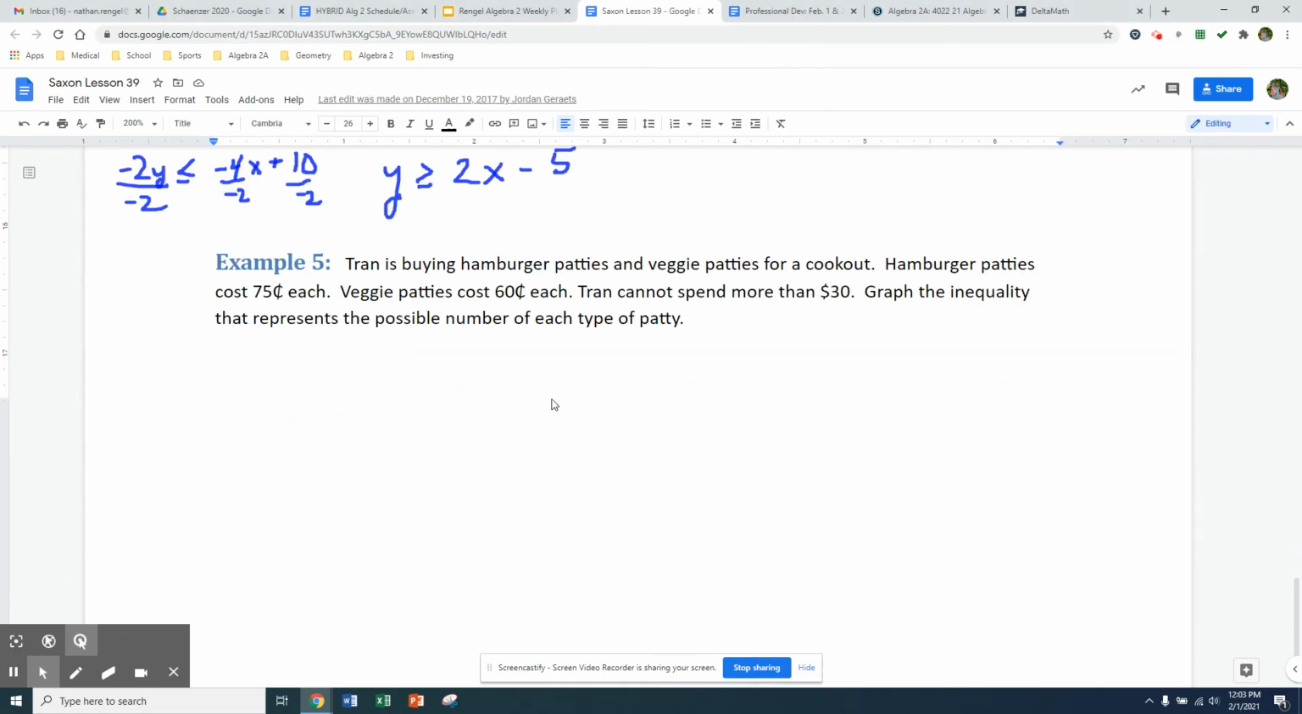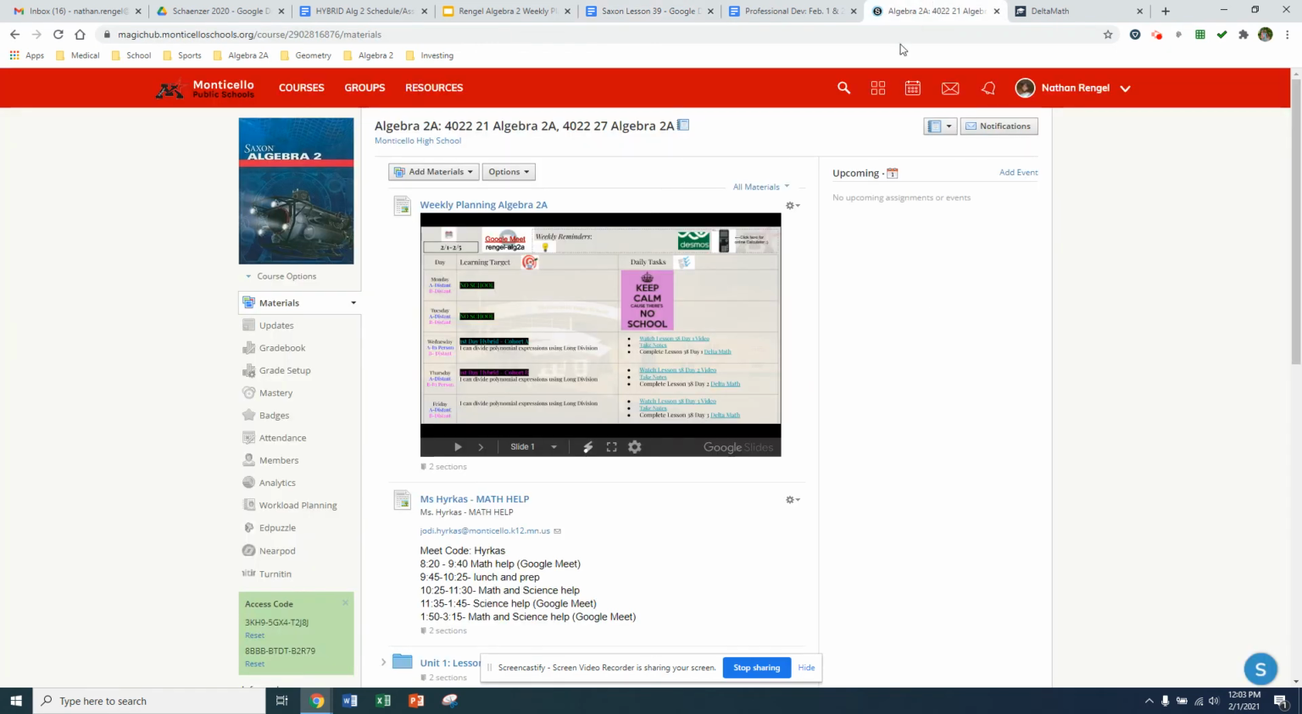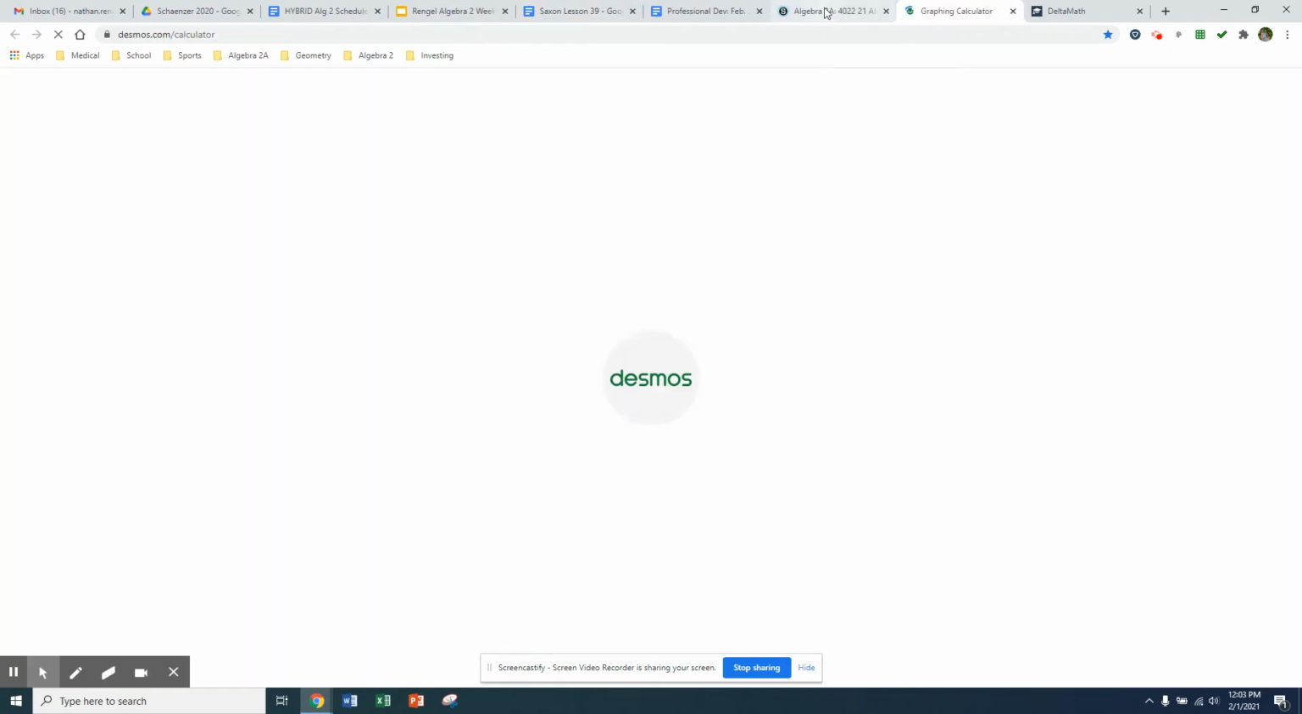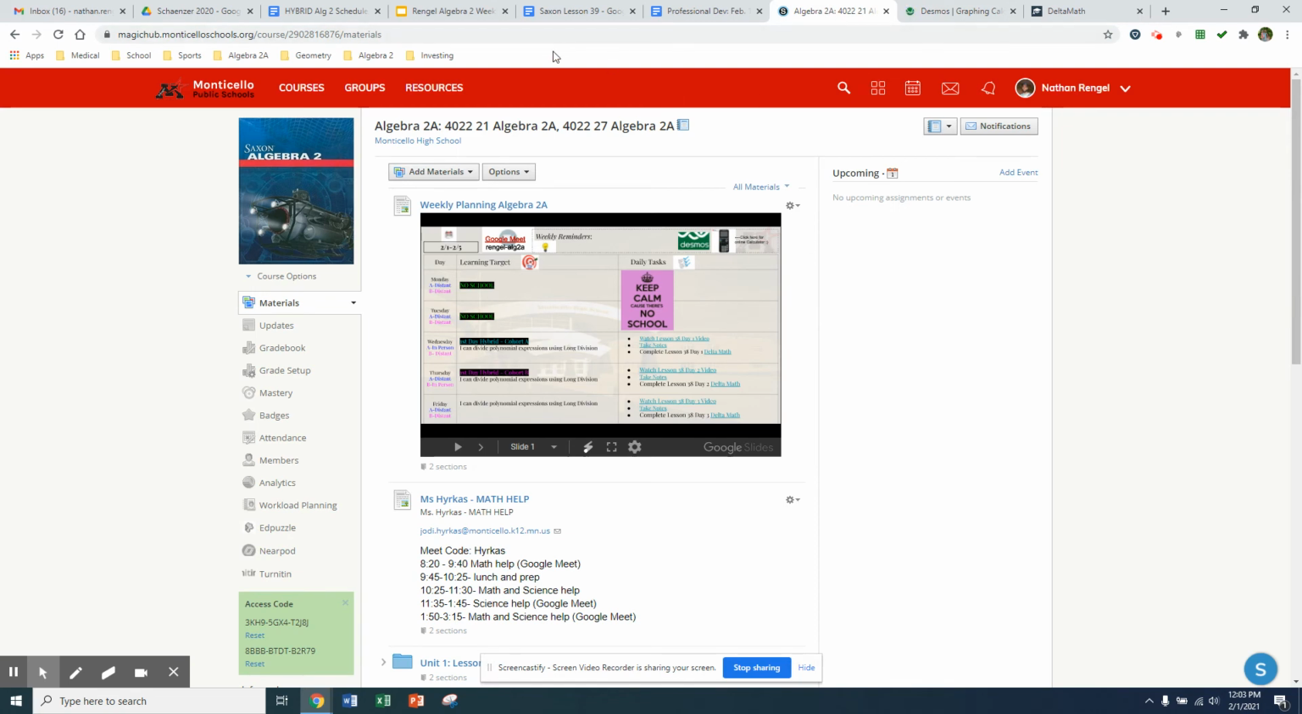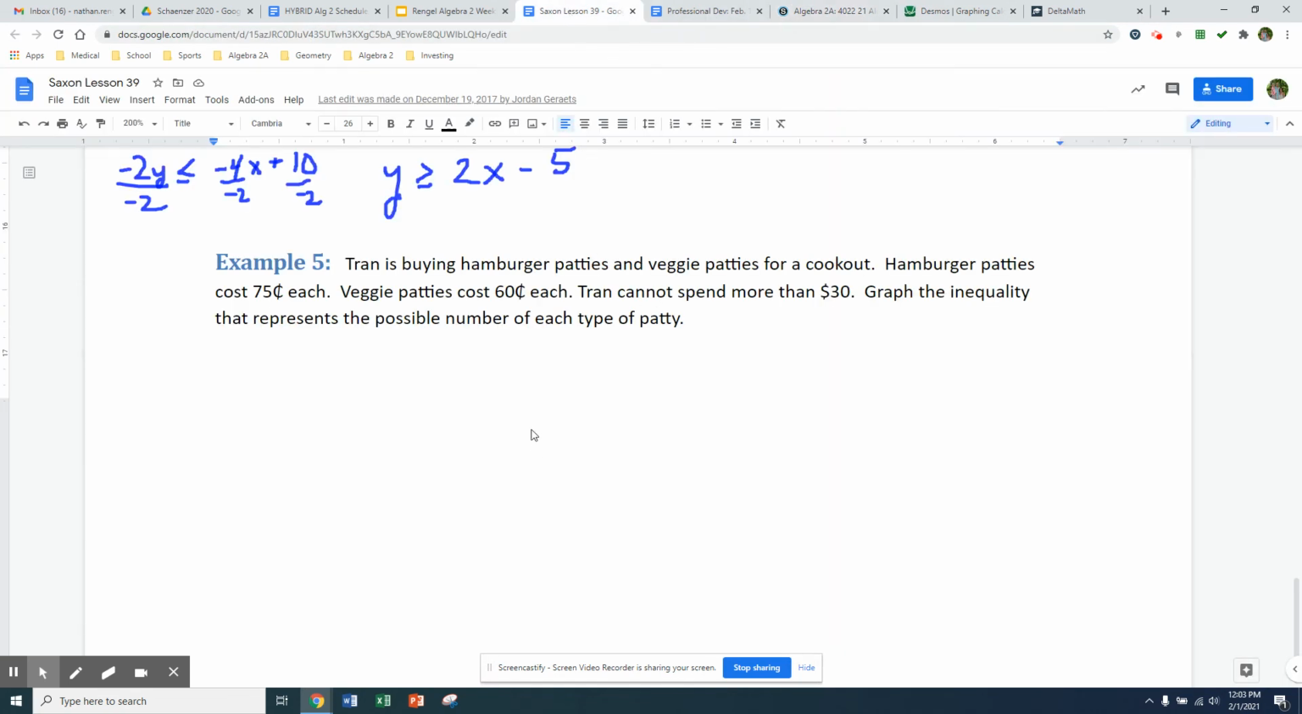Lastly, we'll take a look at this story problem, and we will actually use Desmos to graph this one just to show you that there is another option for graphing calculators. We can use the program called Desmos.